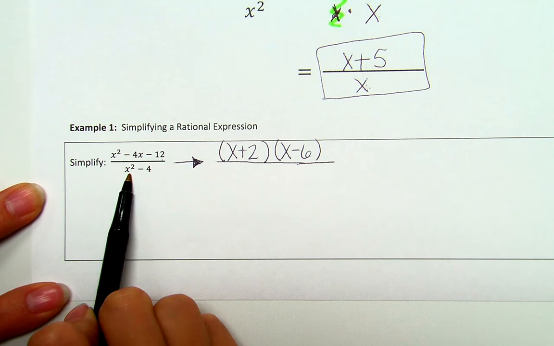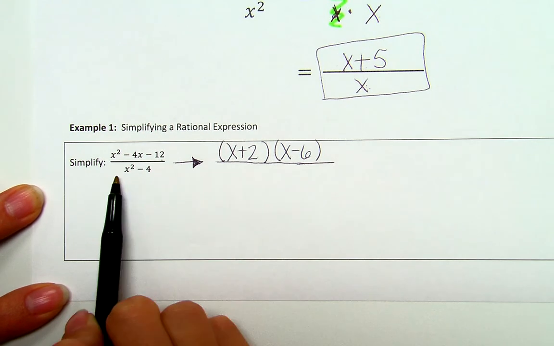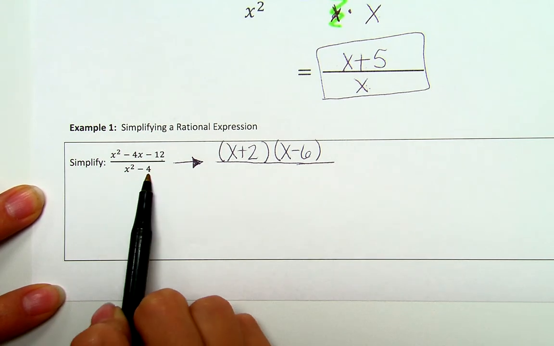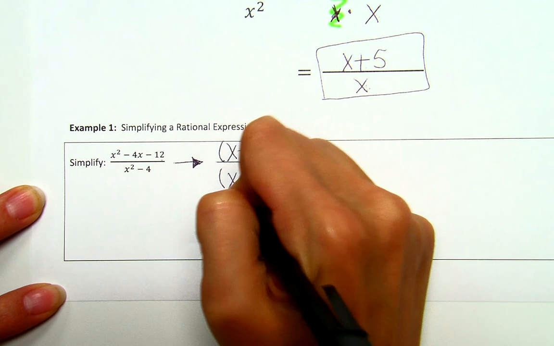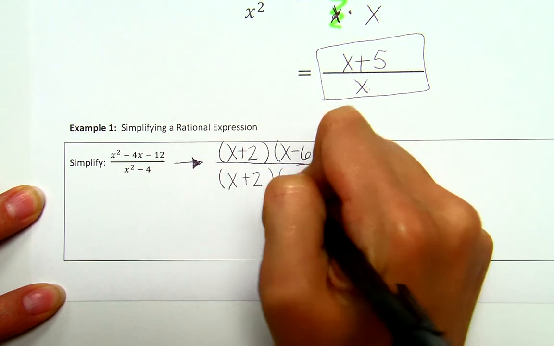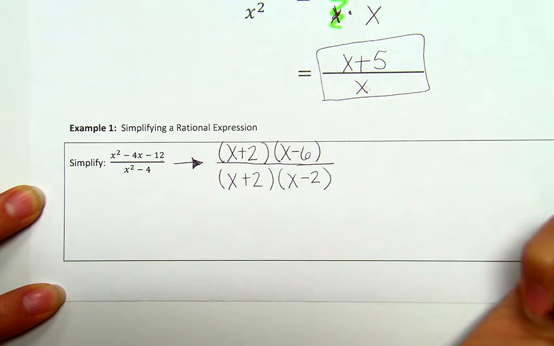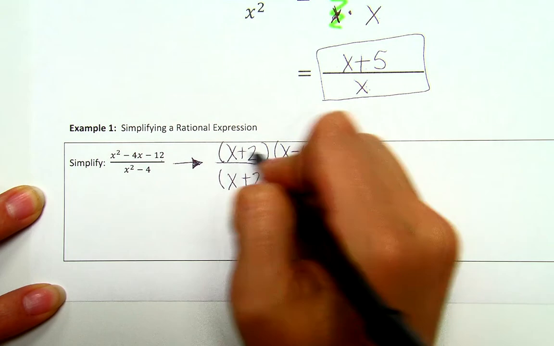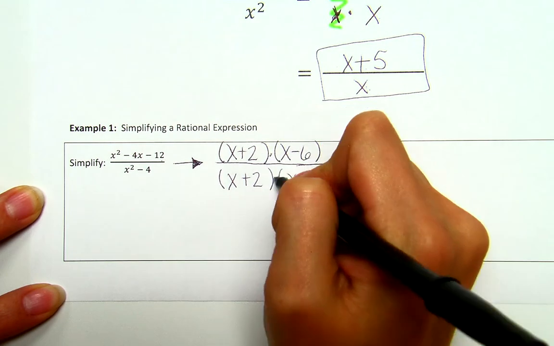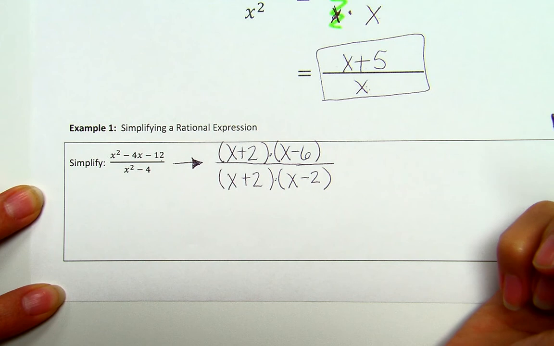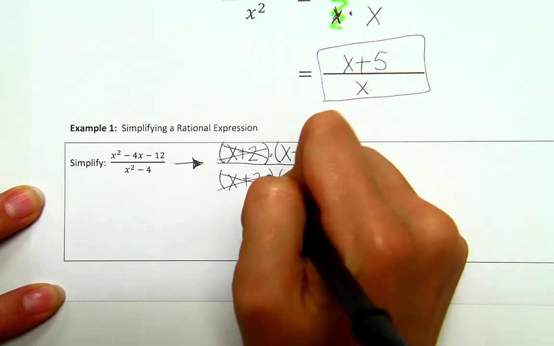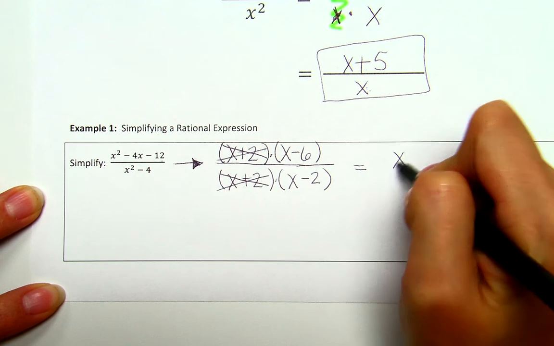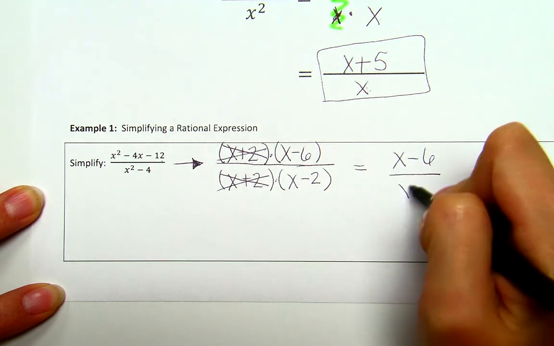Your denominator in this case, since we factored the numerator, our denominator is x squared minus 4. It's the difference of two perfect squares, so we know we can break this denominator into x plus 2, x minus 2. Because these two main groups are attached through multiplication, I can cross off the two groups that are exactly the same. Therefore, my final answer is x minus 6 all over x minus 2.